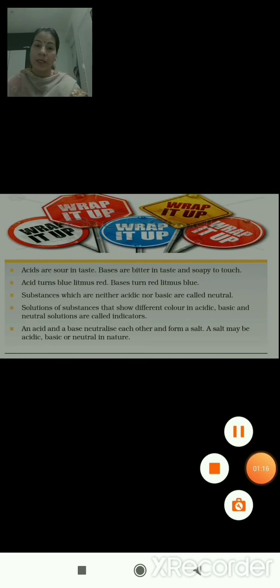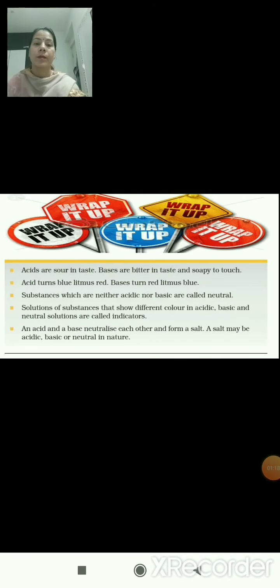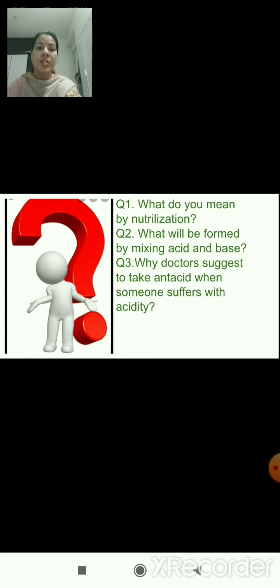Children, now there are some questions for you. The first question is, what do you mean by neutralization? Second question is, what will be formed by mixing acid and base? And the third question is, why do doctors suggest you take an antacid when someone suffers from acidity? Children, hope you understood the chapter very well, so you will write all the answers correctly. Thank you.